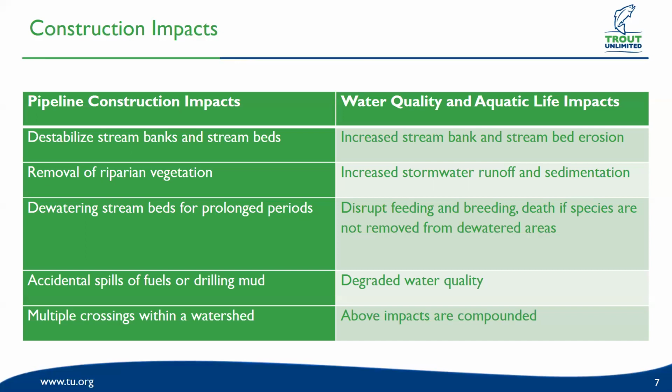And then we have seen a lot of accidental spills of fuels or drilling mud. And so that actually causes a degradation of water quality with petroleum spills and bentonite getting into the water. And then multiple crossings within a watershed just compound all of the above impacts. So we'll go into a lot more detail about these specific problems and how to identify them.